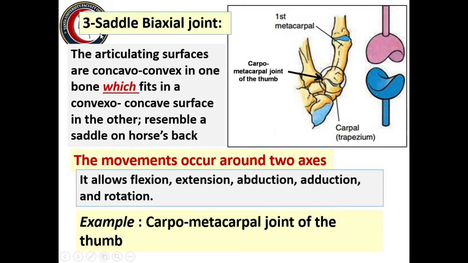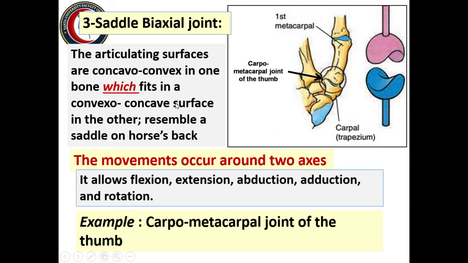Now, next in the biaxial joint, the saddle joint. Also, there is concave with convex. There is concave-convex in one bone with the reverse convexo-concave in the other bone. It is like the saddle on the horseback. The movement occurs here around two axes: flexion, extension, abduction, adduction, and rotation.